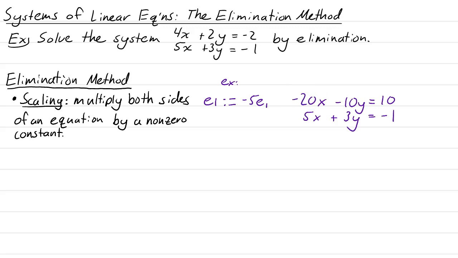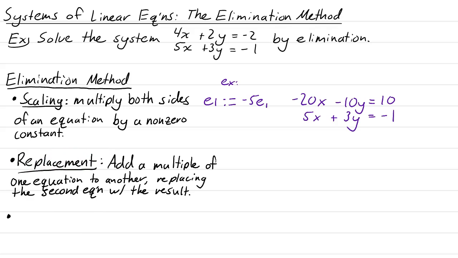Now, something else you can do is add both sides of one equation to another equation. For reasons we'll explain in a second, this is called replacement. So you add a multiple of one equation to a second equation, replacing the second equation with the result.